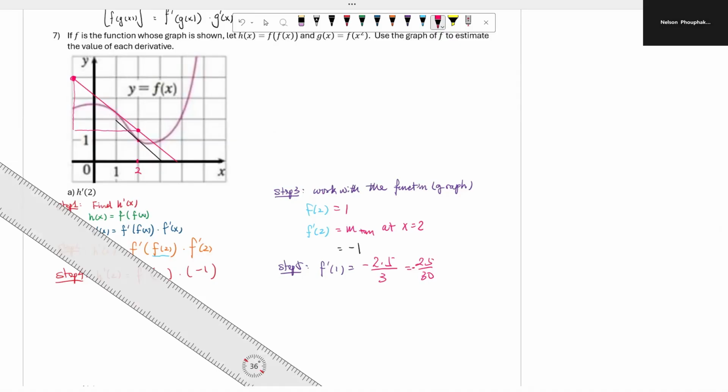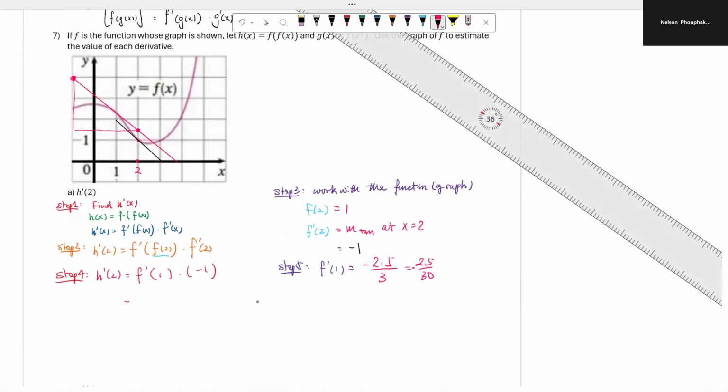Multiplied by 2, negative 1. So the answer that I have will be 25 over 30 then. Maybe I call this step 6, right? And now the answer that I have will be h prime of 2 is 25 over 30.